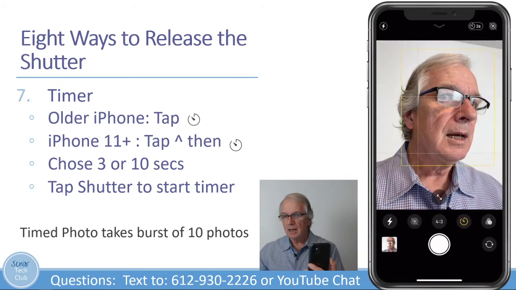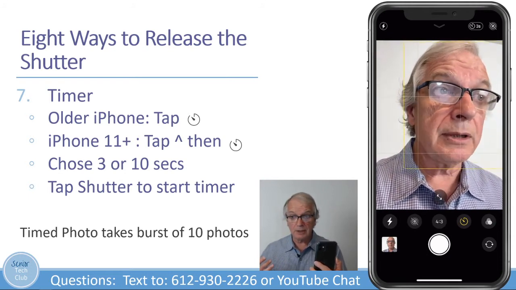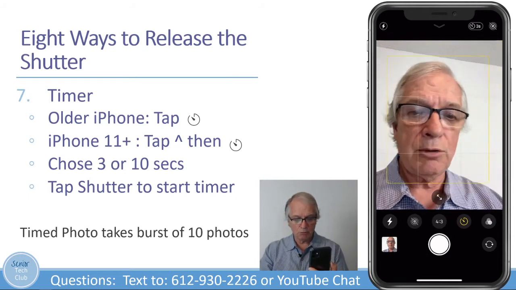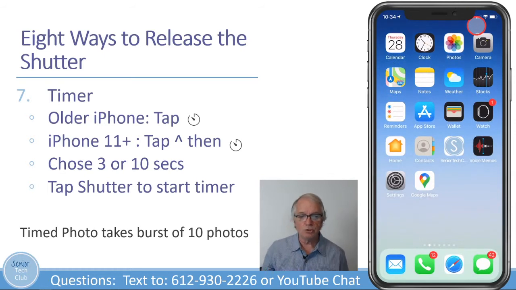Okay, and you get the same thing with the 10-second timer, except it will allow you to have that expanded time. All right, so doing a timer is really easy. All you're doing is you're saying, I'm going to choose either 3 seconds or 10 seconds, and then all you're going to do is tap the shutter just like you normally do, and then walk around to be in the photograph, and it will then take a timed release of your shutter.